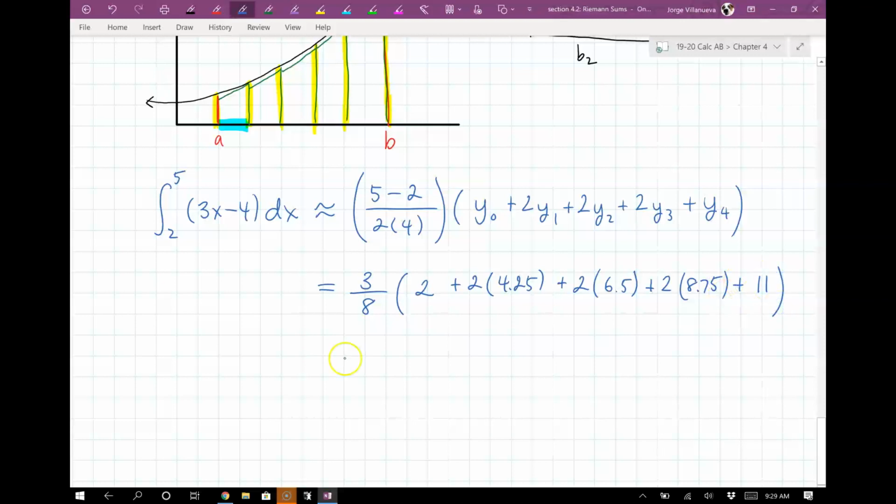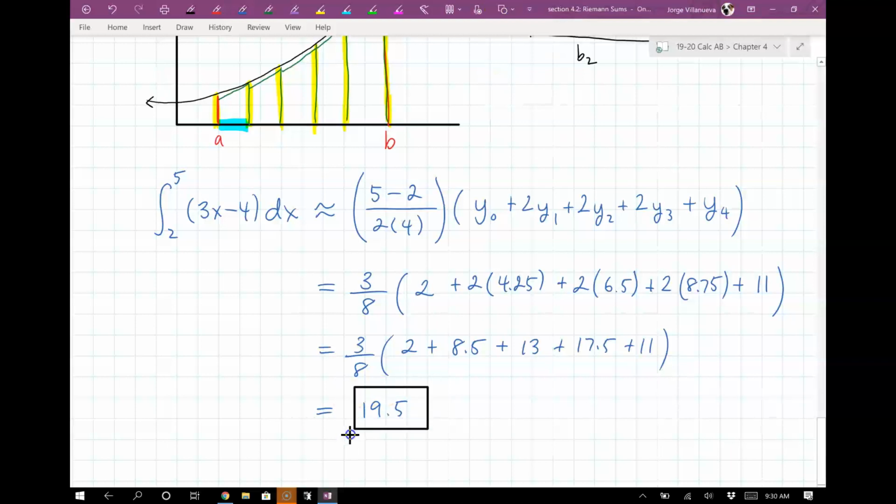Well, if you calculate this, we're going to get 3/8. 2 plus 4.25 times 2, that's 8.5 plus 13 plus 8.75 times 2, that's 17.5 plus 11, that's equal to, I'm sorry, not 16. Sorry about that. 19.5.